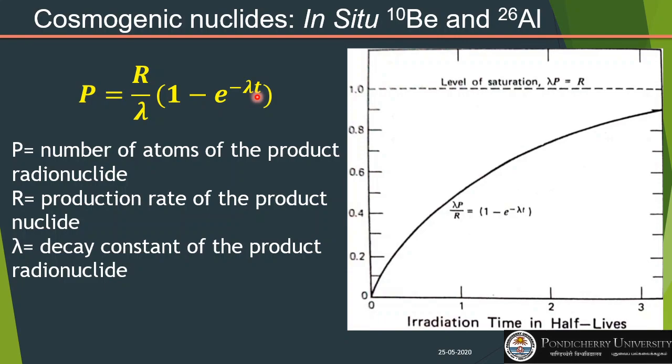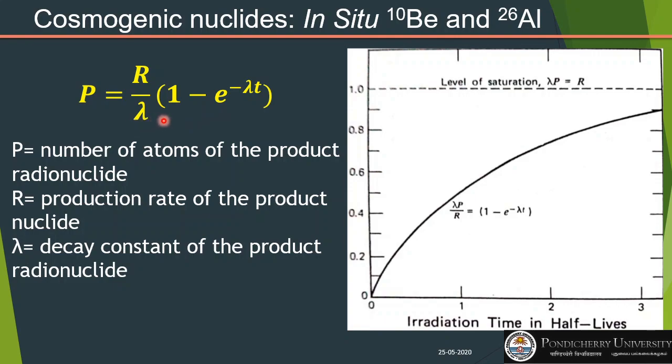So one can actually find out this time T by measuring the number of cosmogenic nuclides produced in a mineral or in a rock, provided that we know the rate of the production of such cosmogenic nuclides. So this equation basically relates the number of atoms of the cosmogenic nuclide, which is produced by cosmic ray interaction in situ with a particular rate r, to the time of such interaction of cosmogenic nuclides with the material.